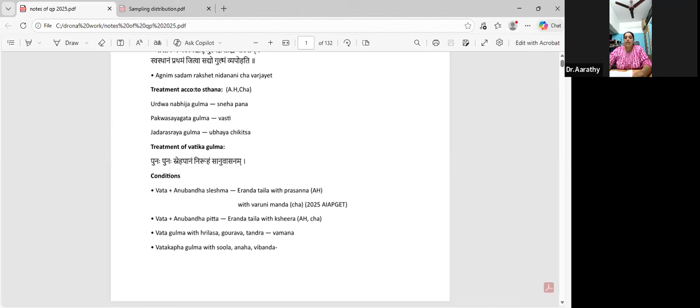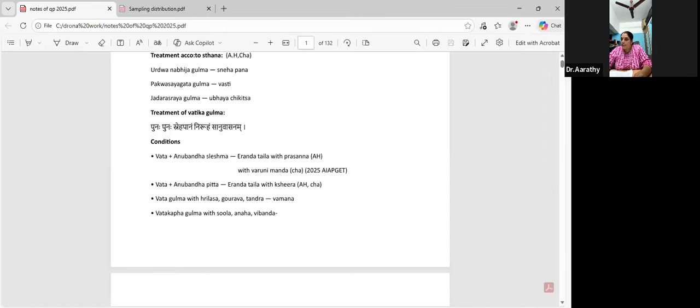Okay. The next comes the conditions where Vata Anubandha Shleshma, Eranda Taila with Prasanna is given as per Ashtanga Hridaya, but with Varuni Manda, Eranda Taila is given according to Charaka. This is the question asked. Then Anubandha Pitta, Eranda Taila with Kshira. That's a little more connectable, like Pitta, Kshira. Vata Gulma with Hrillasa, Gaurava, Tandra, Vamana. Hrillasam, Gauravam, Tandra, all these are Kapha predominant. So in those cases, usually Vamana is done. That way you can connect it.